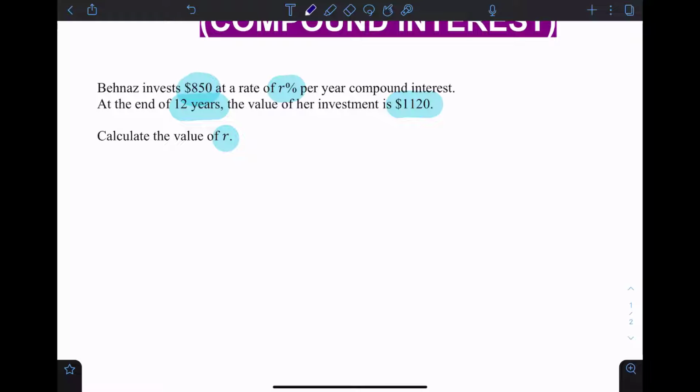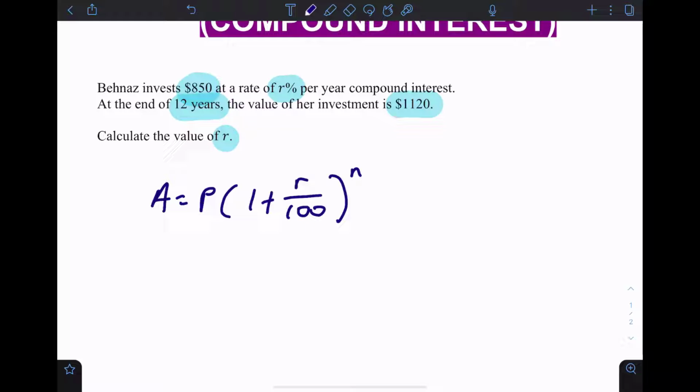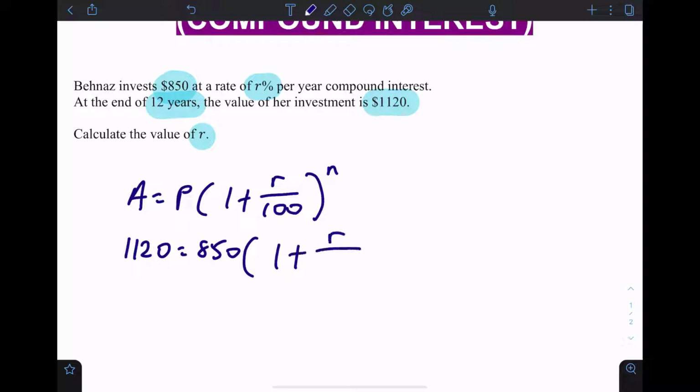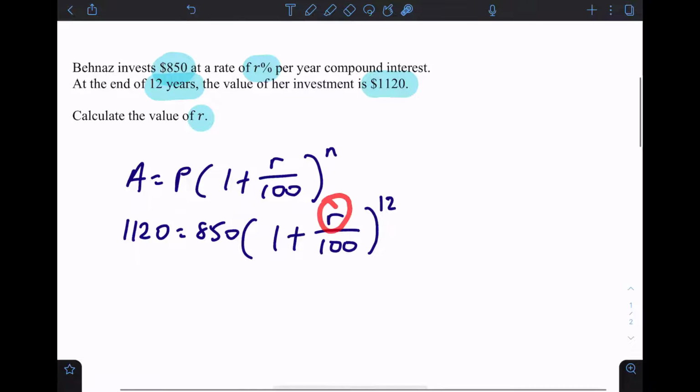Alright, compound interest formula: A is equal to P times (1 plus R over 100) to the power of N. A is the total amount of the investment at the end of the investment period, 1120. P is your principal, the starting amount. 1 plus the rate, which is unknown, over 100, and the compounding happens for 12 years. It's not monthly or half yearly or quarterly, it's just yearly. So we need to find the value of R over here.